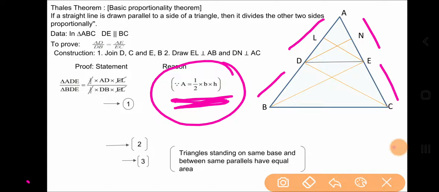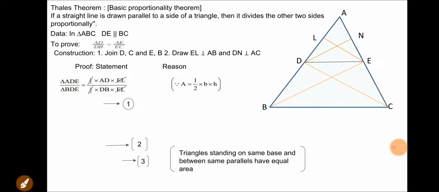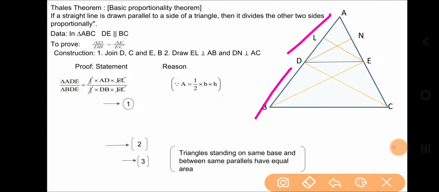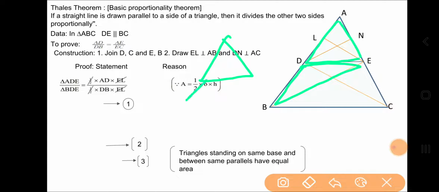In order to use the area of a triangle, we should know the formula and which triangles I have to use. Since I need the relation between AD and BD, I am going to consider these triangles: ADE and BDE. In the numerator I have considered ADE, and in the denominator I have considered BDE. Where is BDE? BDE is here. I may call it the top triangle and the left bottom triangle. This is what we have taken.